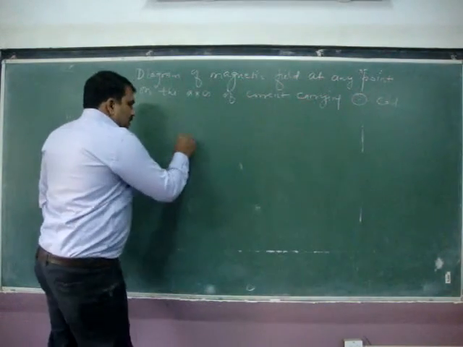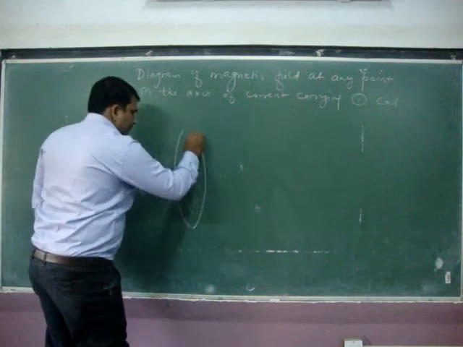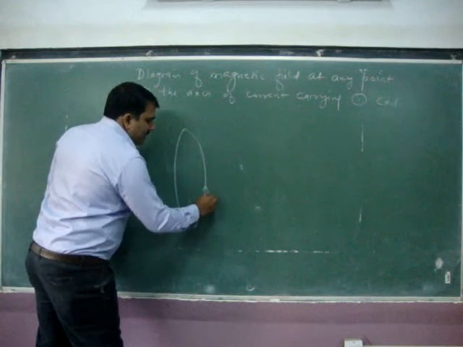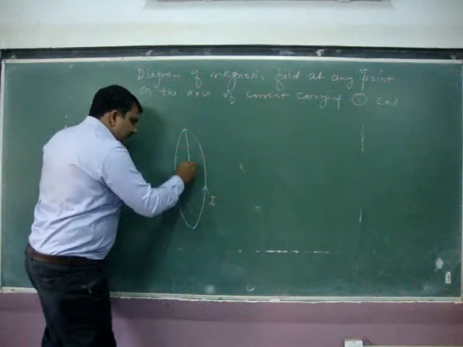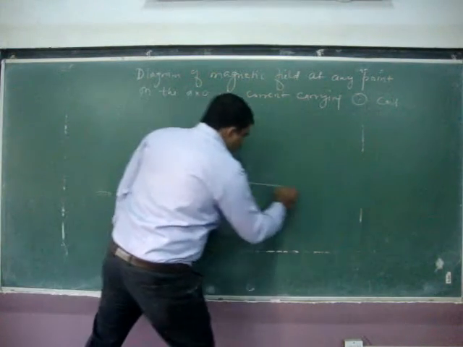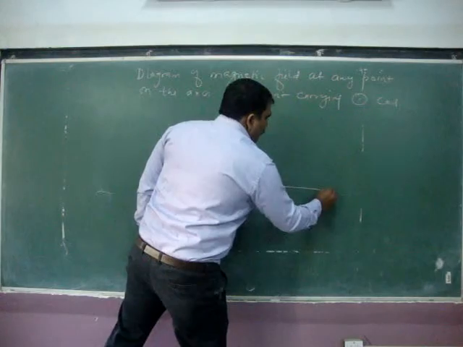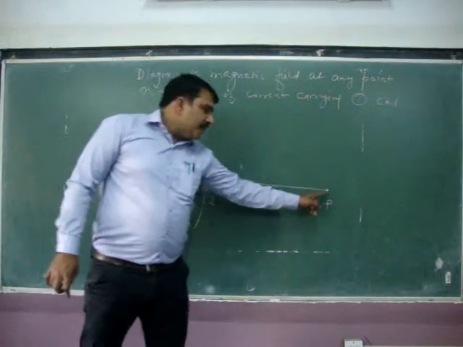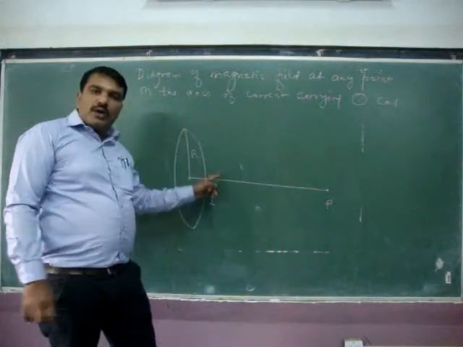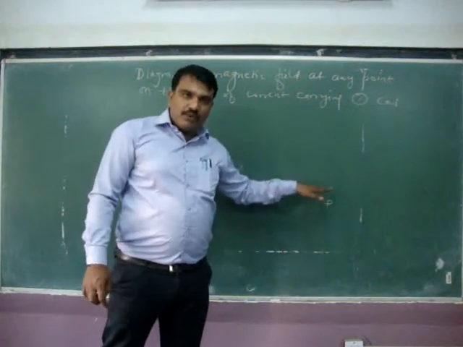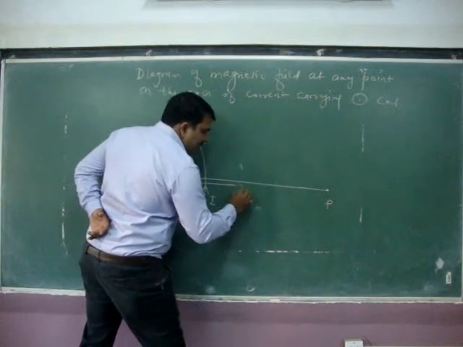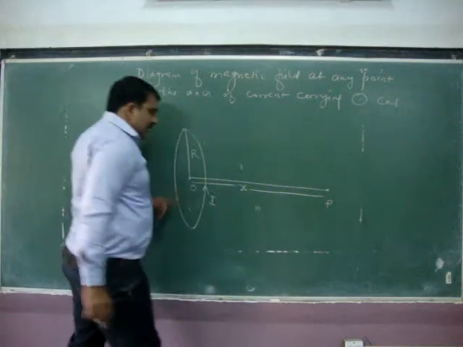So let us begin. This is the circular coil and it is carrying current I, suppose in anti-clockwise direction, and the radius of this coil is suppose capital R, and this is the center of the coil and you want to find out the magnetic field at any point P. Suppose this is the point P at which you want to find out the magnetic field of this current carrying circular coil using Biot-Savart law. Okay, so suppose this point P is at a distance x from the center of the coil.